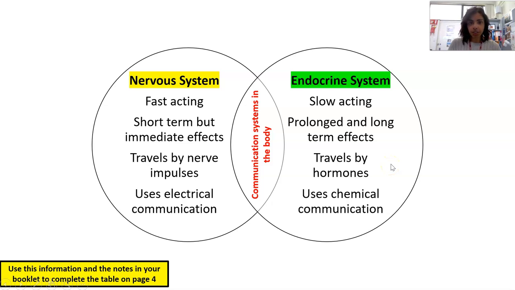What I'd like you to do just now is to pause the video and complete the table on page 4 of your booklet using this Venn diagram to help you. Once you've done that, press play and we'll move on to the next section.